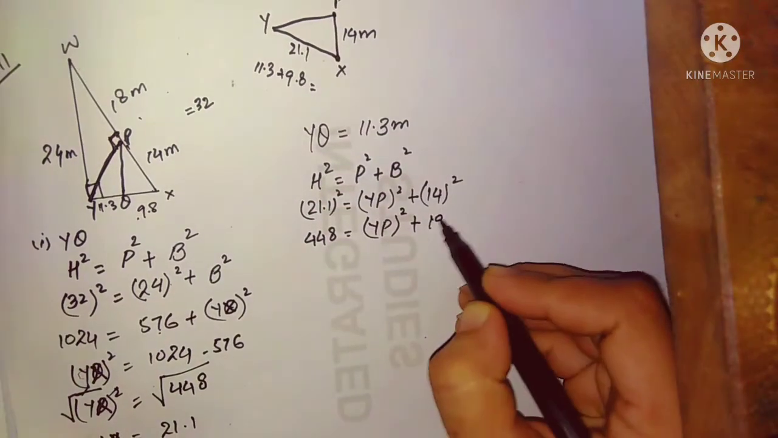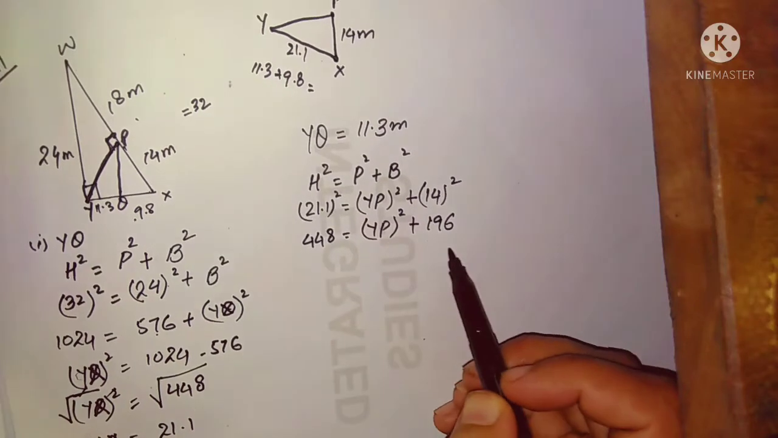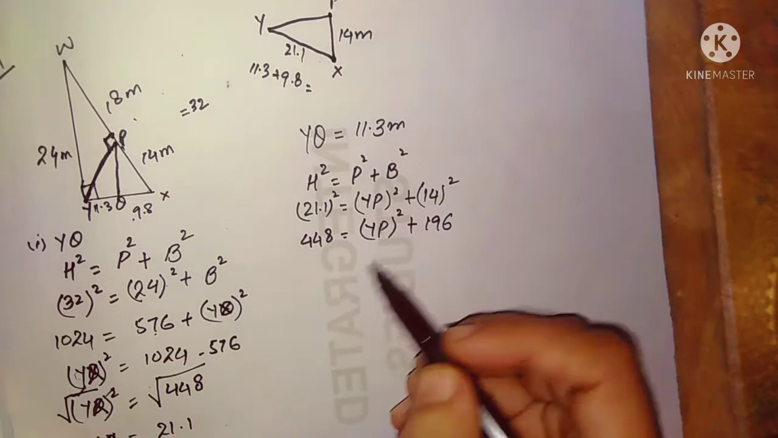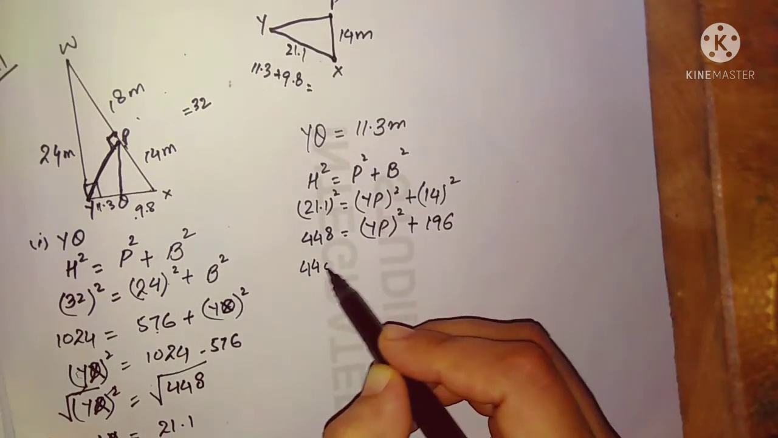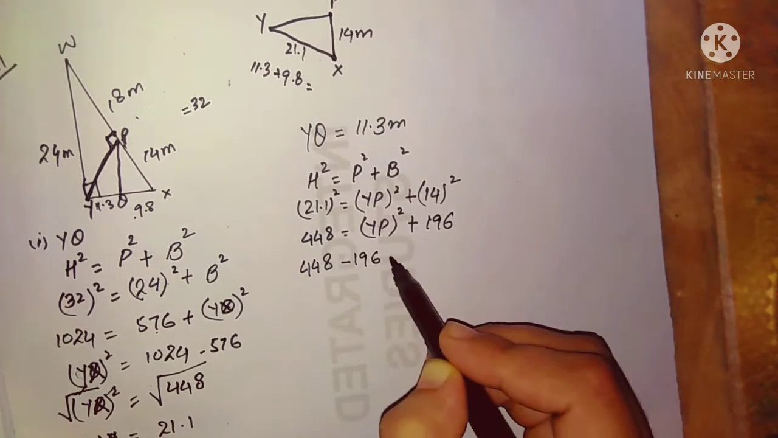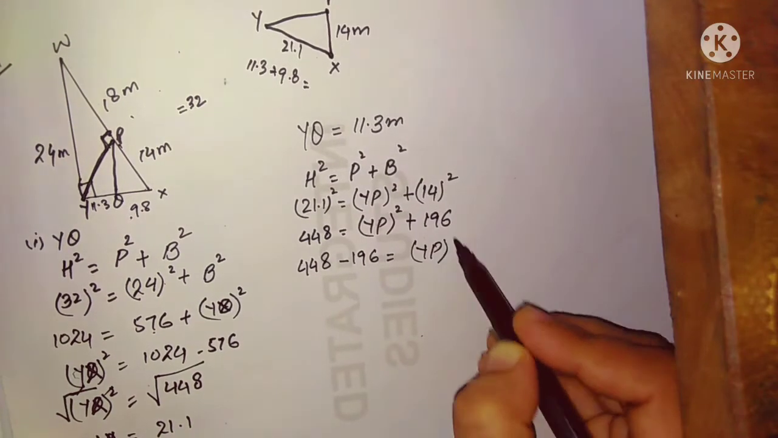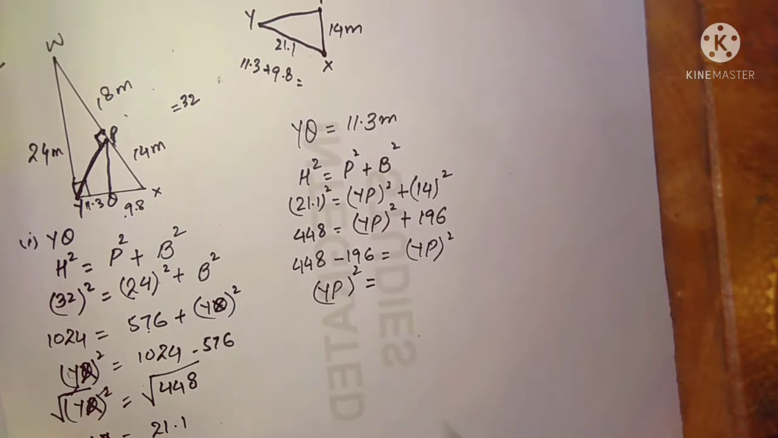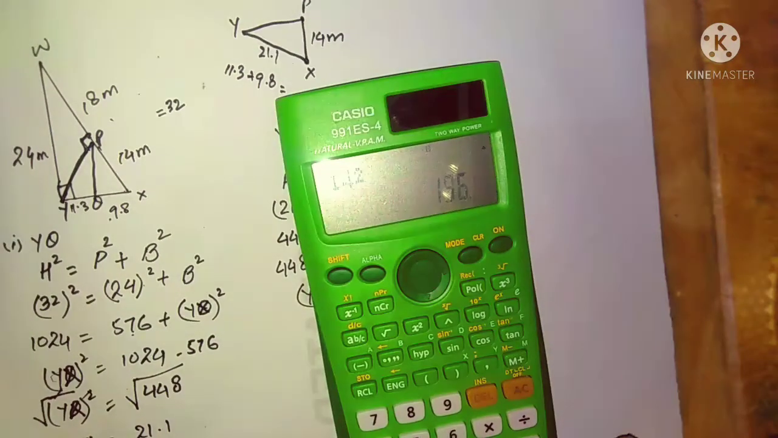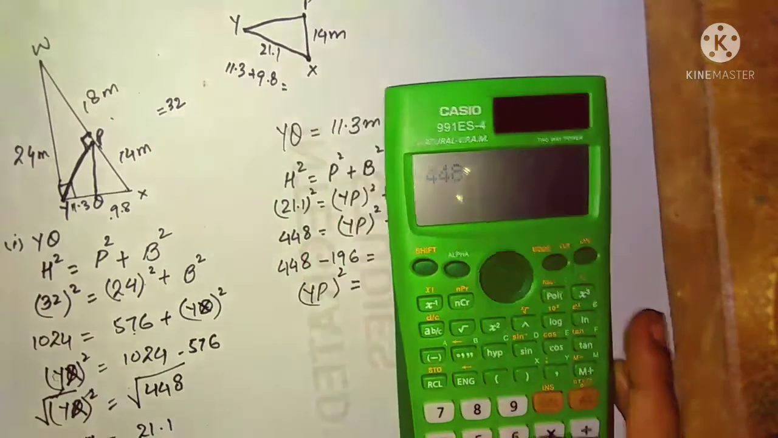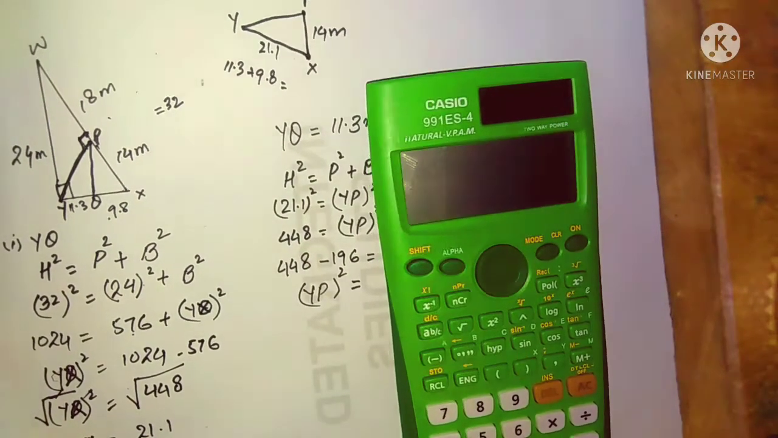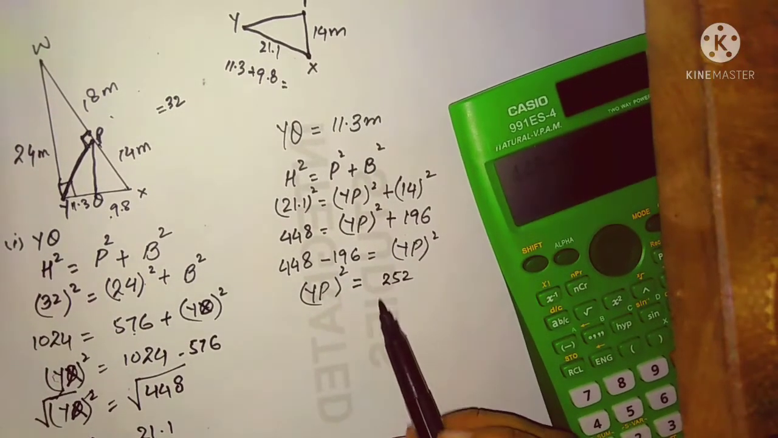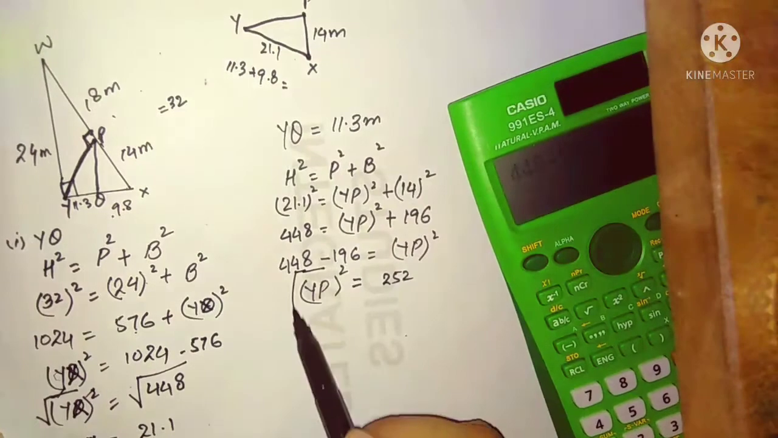196. As we have to find out the value of YP, this 196 is being added over here, so it will come to this side and be subtracted from 448. So let's do it. 448 minus 196 is equal to YP whole square. So YP whole square will be equal to 448 minus 196, which is 252. Actually, students, to remove the square, we have to take the square root.